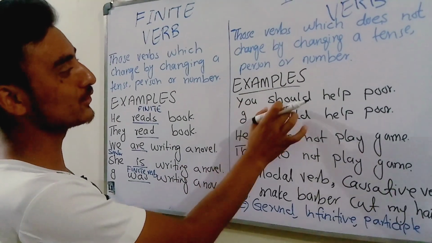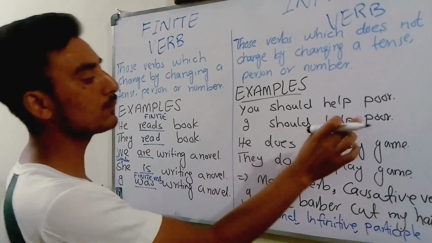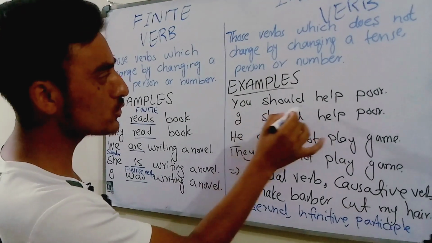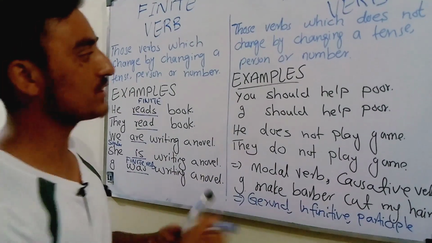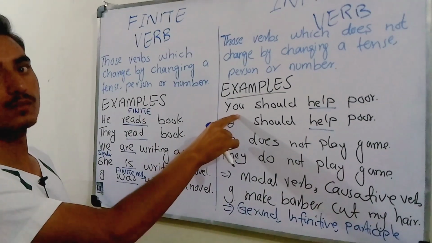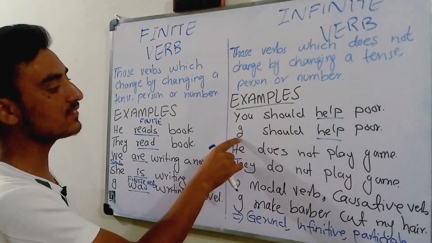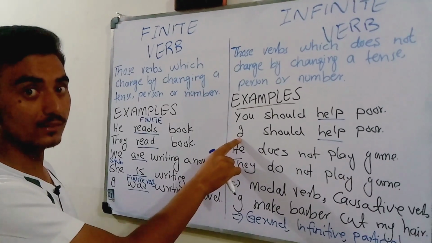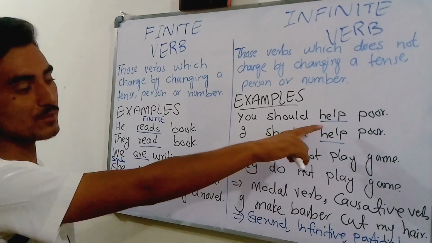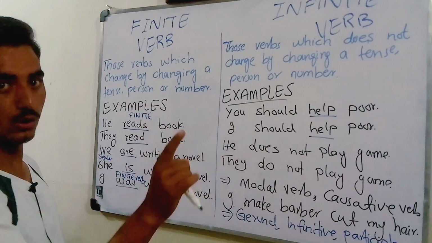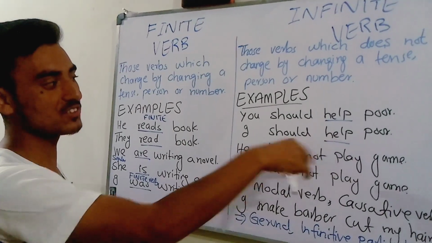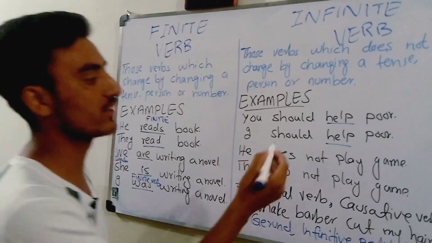Examples: you should help poor. I should help poor. Let's focus on these two examples. So what is our verb here? Help. See here, this is singular, and this is plural. I should help her. Is help changing here by changing a person? No. If you add she, they, we, it will never change by changing a person or tense. So such a type of verb is an infinite verb.